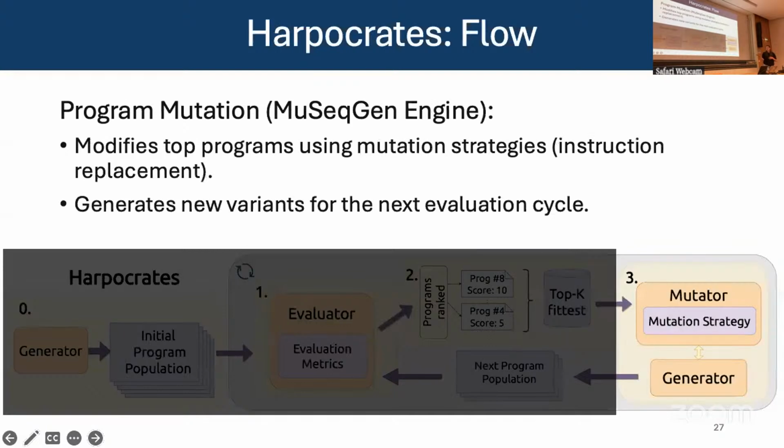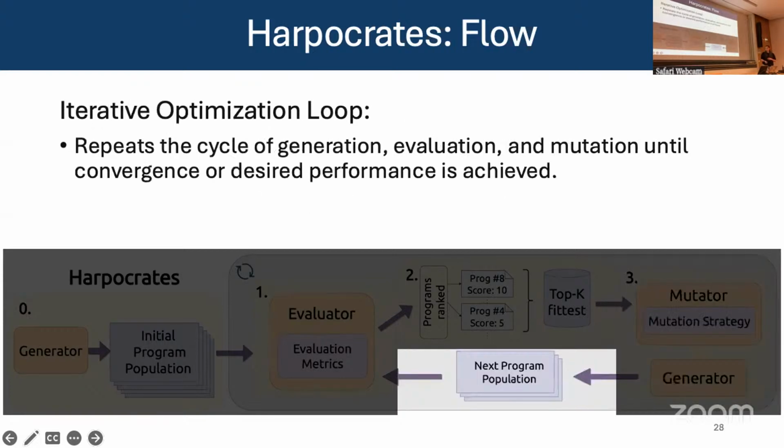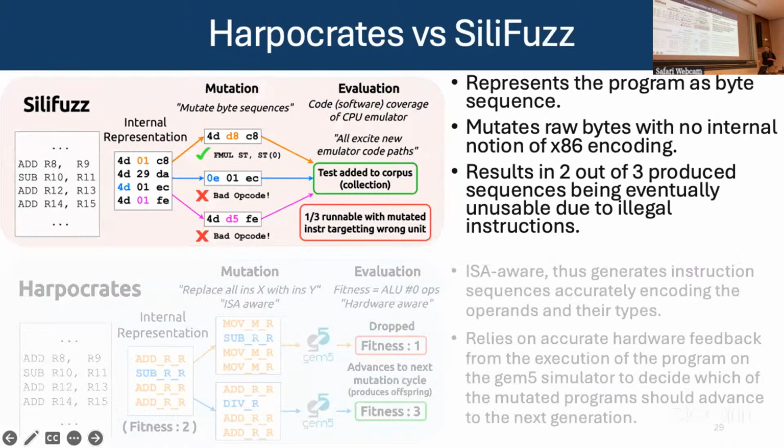Then for those programs, we again utilize the MuSecGen engine to mutate them and generate new variants for the next evaluation cycle. And then we perform this optimization loop and repeat the cycle until convergence or until the desired performance is achieved. And now, to actually see what it means that CDFUS is hardware agnostic and Harpocrates is hardware aware, let's take a closer look at the actual test case.